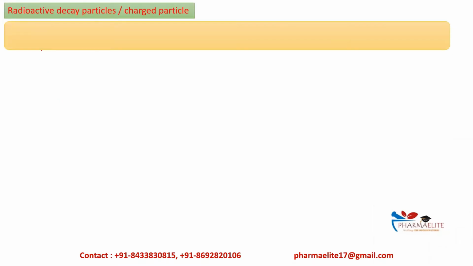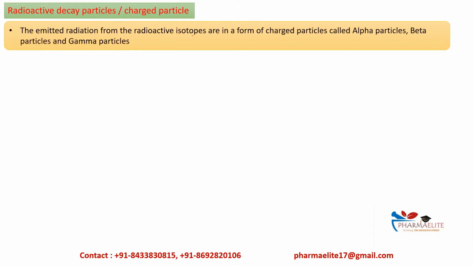Now we will see the various radioactive decay modes. Okay, so there are radioactive decay particles or charged particles, for example alpha particles, beta particles, and gamma particles. The radiations emitted from the radioactive isotopes in the form of charged particles, which are alpha particles. जो एलिमेंट अल्फा डिके करेगा वो हमें अल्फा पार्टिकल्स देगा, अल्फा पार्टिकल्स रिलीज करेगा. The beta decay will give us the beta particles, and the gamma decay will give us the gamma particles. Okay, these are the various radioactivity decay modes.